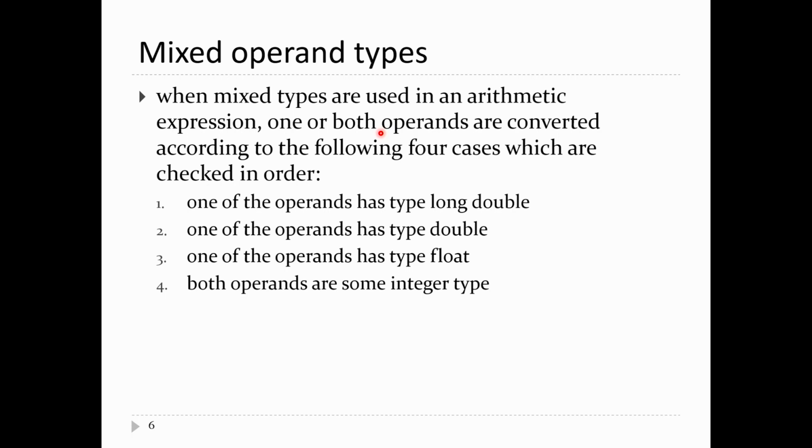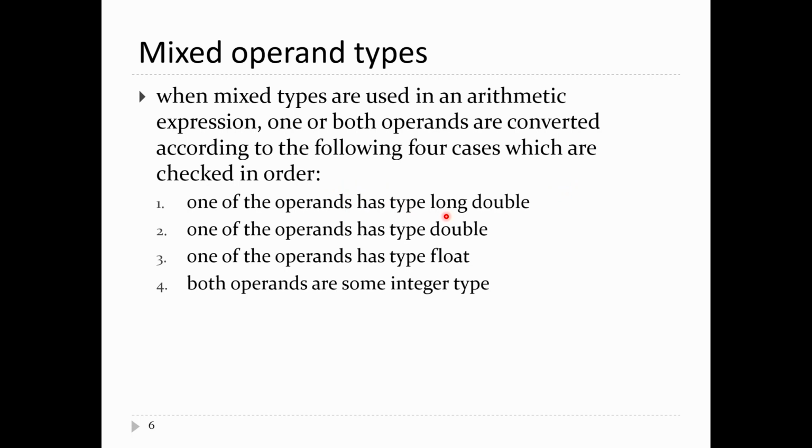All right, now what happens if you have mixed types? So you have x plus y, or x minus y, or x is greater than y, and they have different types. In that case, one or both of the operands get converted in some way. So the steps you follow are these four steps in order. So you have to go in order.